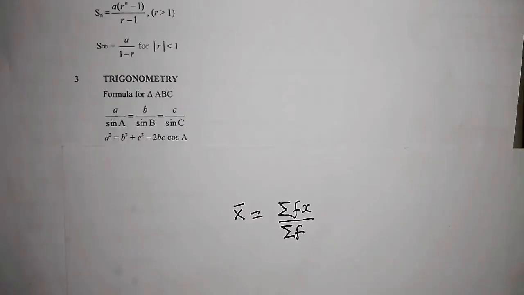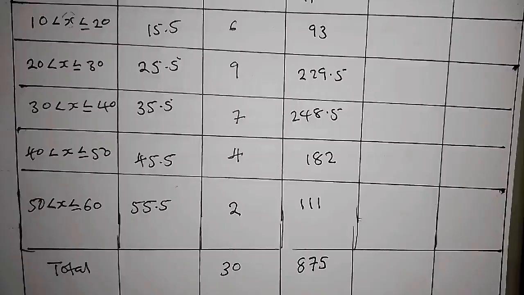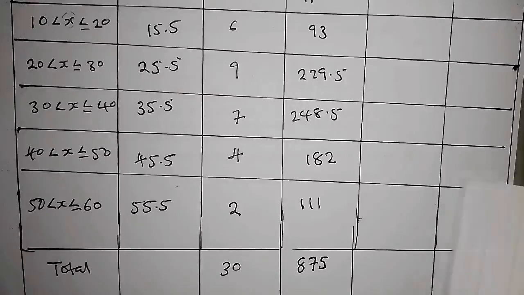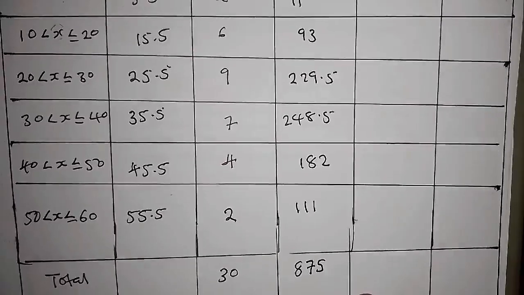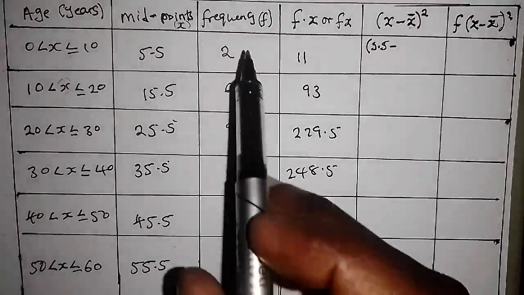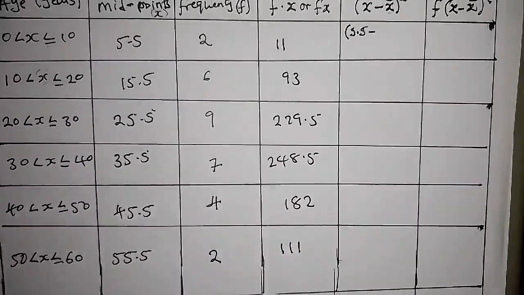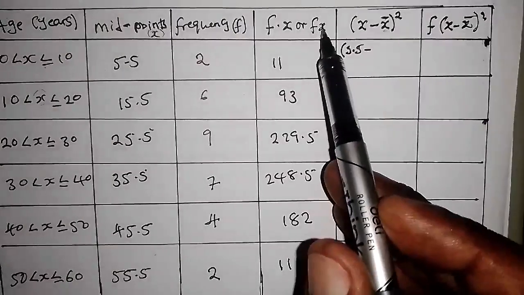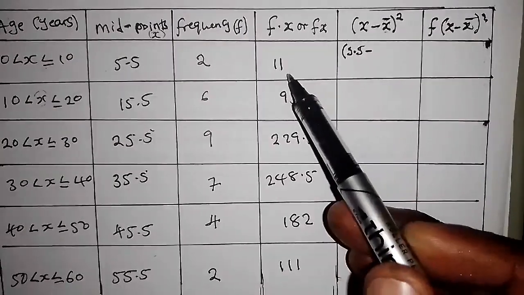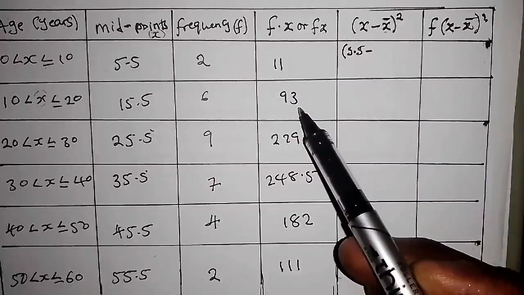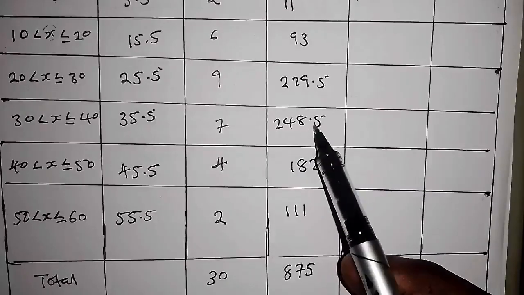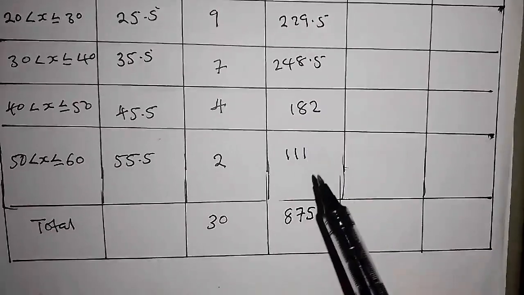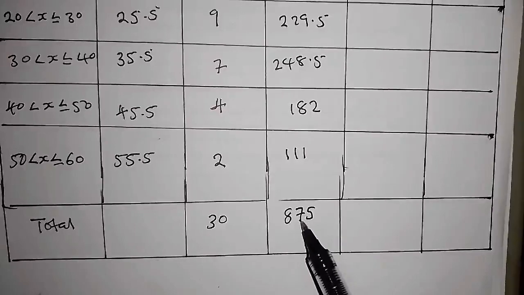Now when you go back to the table, you'll find that we have this number 30 on the column of the frequency, and we have this fx column, meaning you have to add 1193, 229.5, 2848.5, 182, and 111 to get 875.